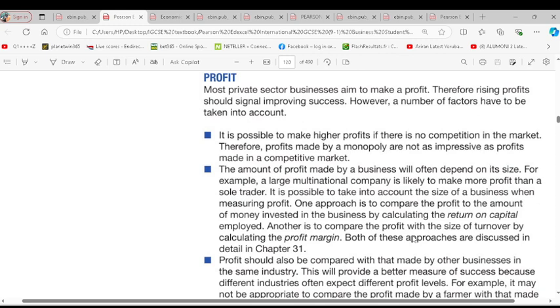Number one, it is possible to make higher profits if there is no competition in the market. Therefore, profits made by a monopoly are not as impressive as profit made in a competitive market. A monopoly is the only supplier of goods in the market. So what profit are you making? It's not competitive. Leave it or take it. Whatever you produce, customers will buy because there are no competitors. Even if the quality is bad, people will buy. So it is not as impressive as making profit in a competitive market, because when you make profit in a competitive market, it simply means you are doing well. Do you get the first point there?